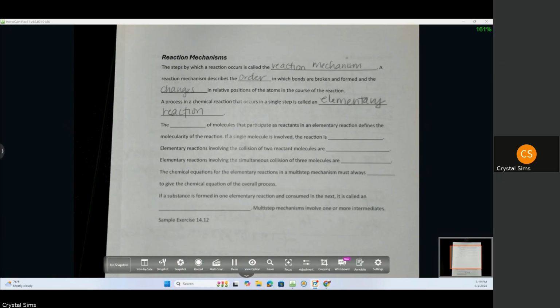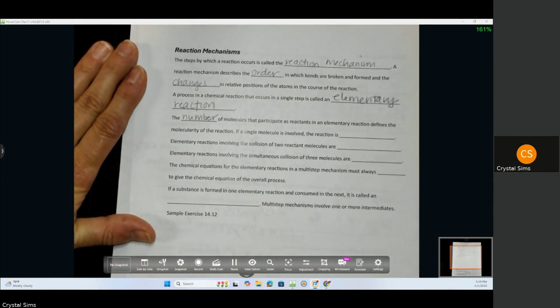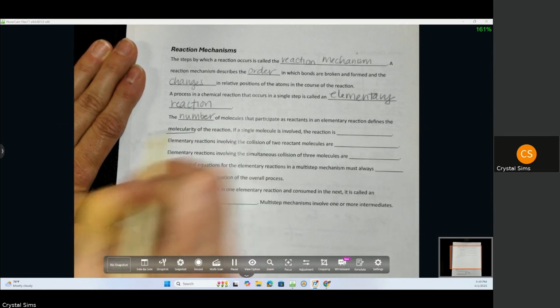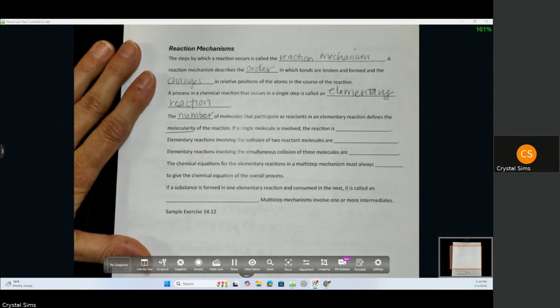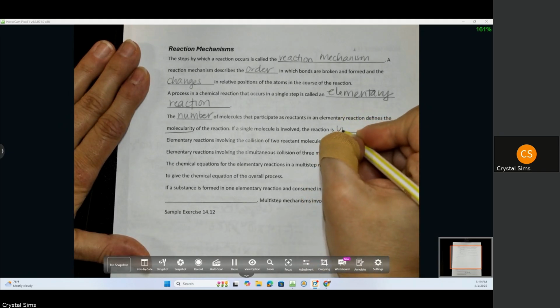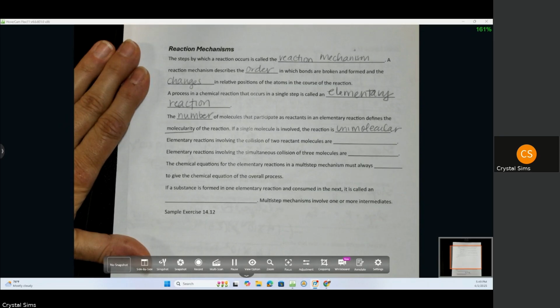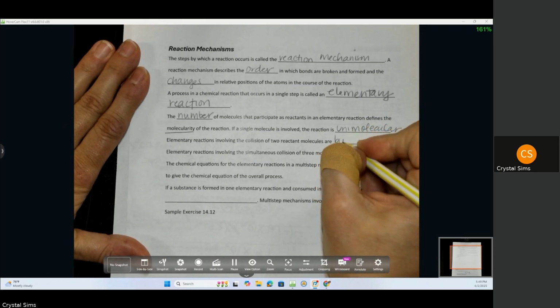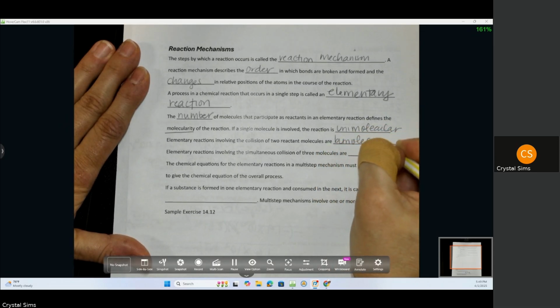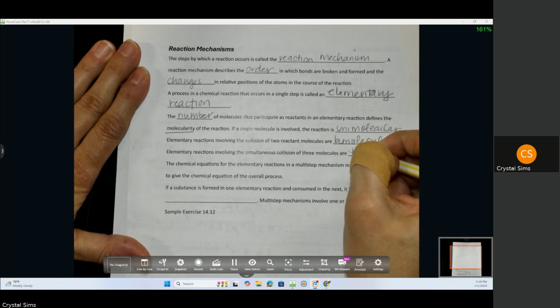The number of molecules that participate in this elementary reaction is called the molecularity of the reaction. If a single molecule is involved, like a decomposition, then the reaction is unimolecular because it involves just one molecule. If we have the collision of two reactant molecules, this is called bimolecular. And if we have three, that is called termolecular.